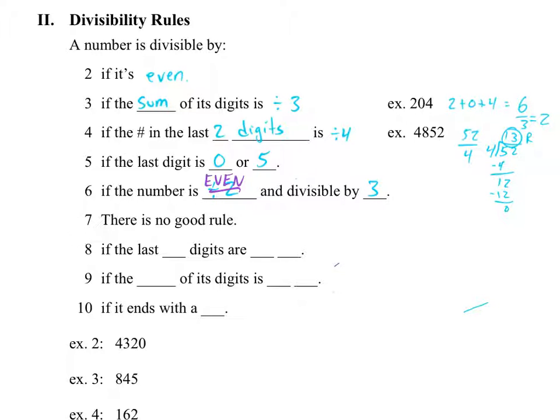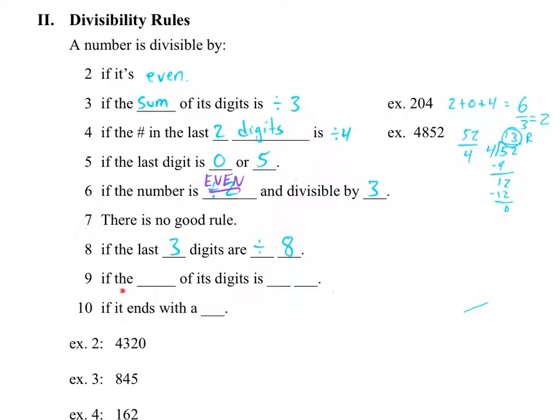Number 7, there is no good rule for 7. If you come up with one, maybe people will give you a lot of money, or at least you'll become popular. But typically in the homework, we're not going to ask about 7s. We just won't do that. Number 8, if the last 3 digits are divisible by 8. And that seems a little rough. We'll come back and look at that like we did the 52 divisible by 4. So we can hack those apart.